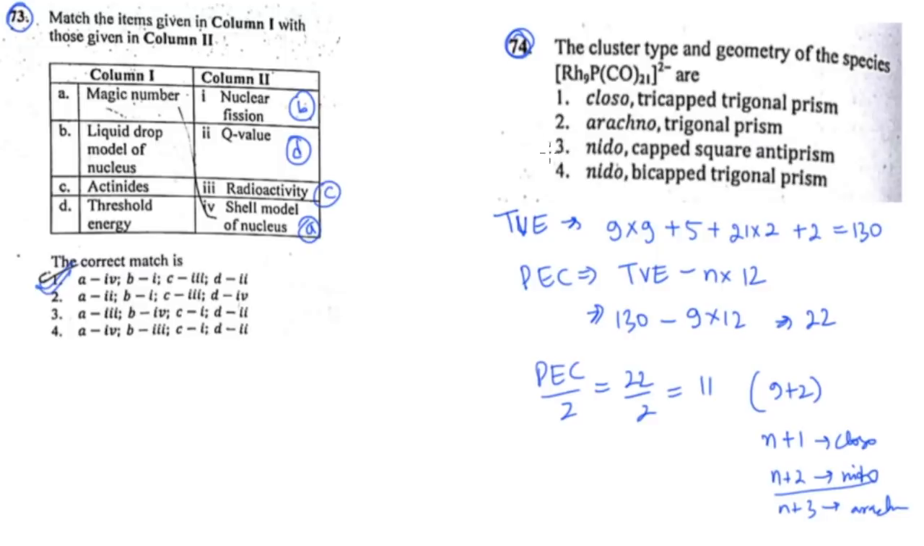So your answer shall be either 3 or 4. Now let's see what kind of structure it will have. That is also very easy, you just need to know the structures. So what is a capped square antiprism? A square antiprism looks like this. You have a square base at the top, then you have a square base at the bottom also. And it is capped, that means you have a center over here, and one of the things will be like this. So this is how it will be.